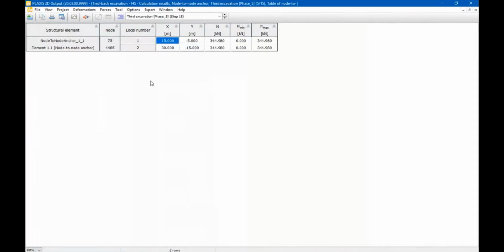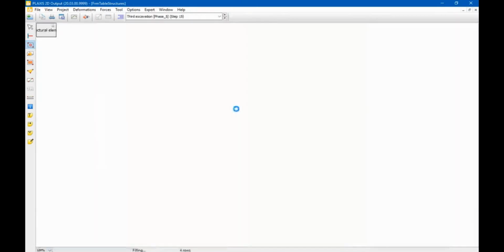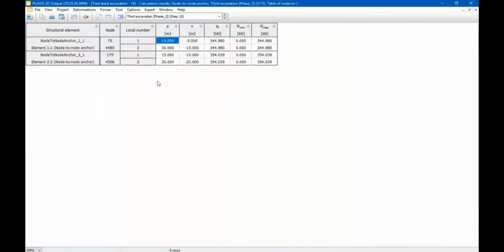There is no graphic representation here because the anchor force is constant anyway. In the table, you can see the normal force, the actual force here is 345 kilonewton, and the minimum and maximum values that occurred in the calculation until now. The minimum was 0 because in the beginning the anchor was switched off, and the maximum is what we have right now. If you want to see them both at the same time, you could select them both and view them in this manner. So now we see the anchor forces for both anchors.